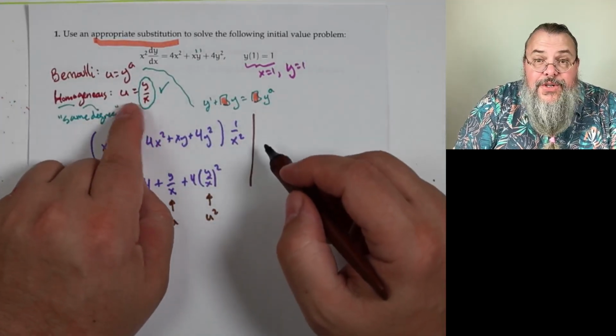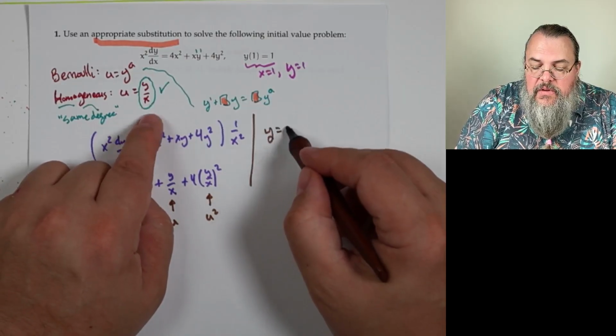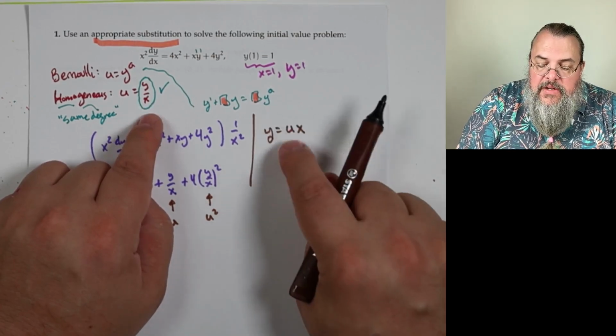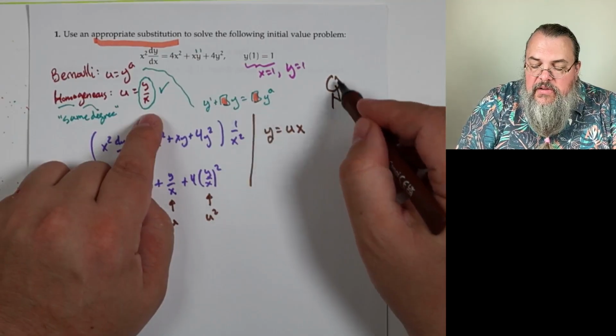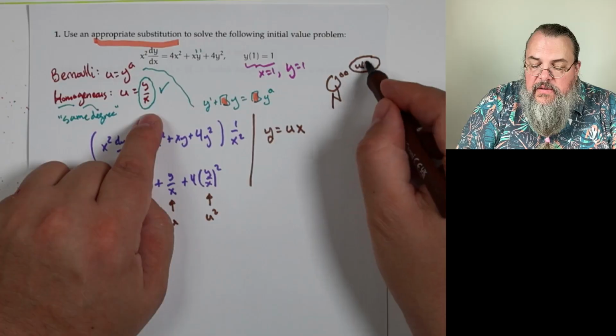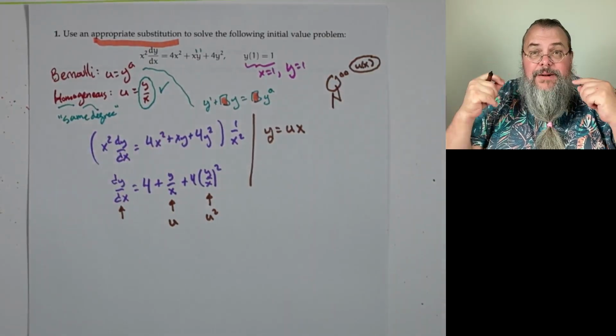If our substitution is u equals y over x, solve for y. Y equals u times x. And when we write down u, just keep in mind that we write this down. We're going to say, u is a function of x. We don't explicitly say that, but we know that.